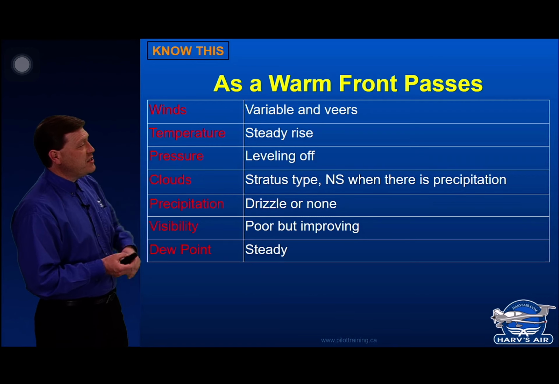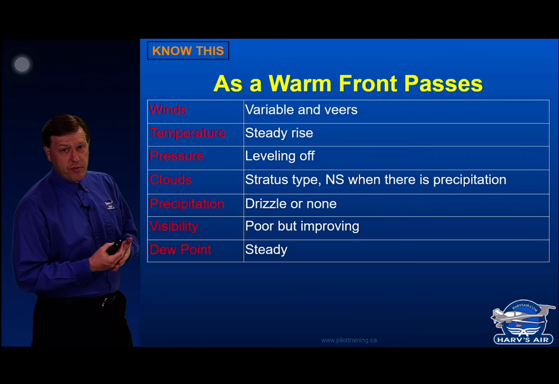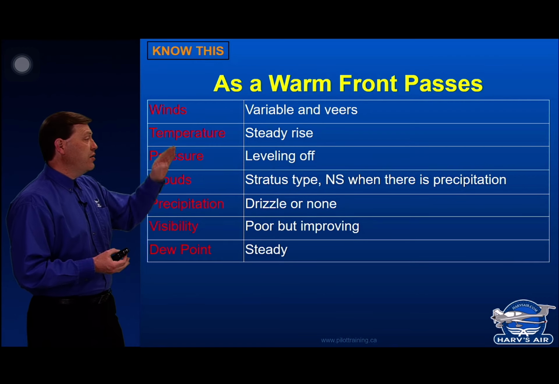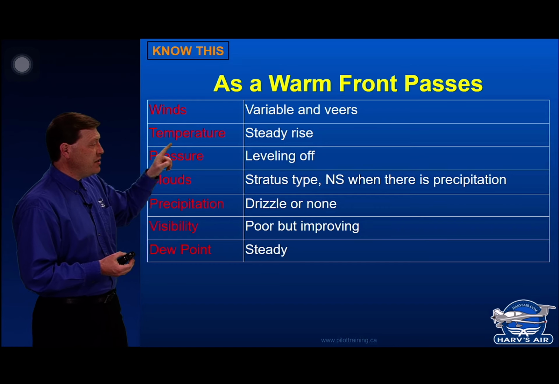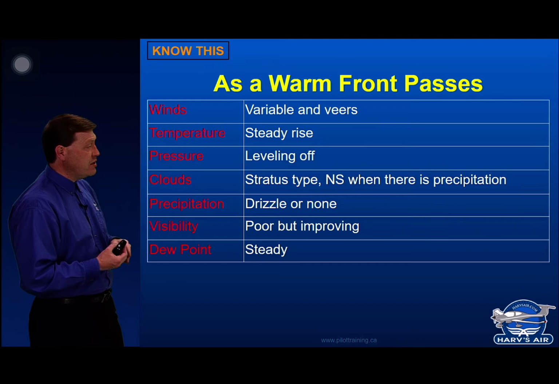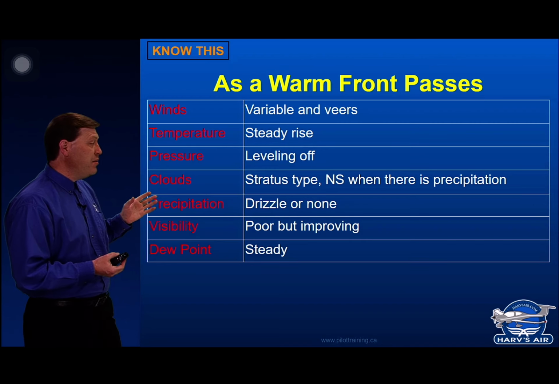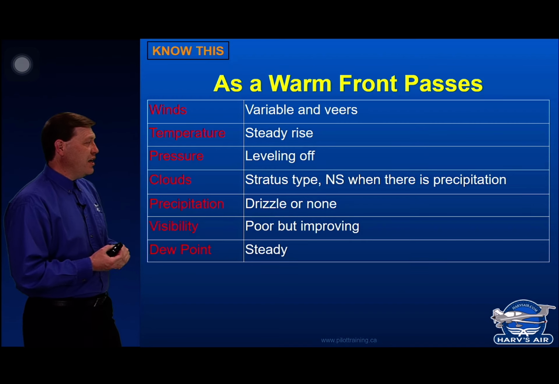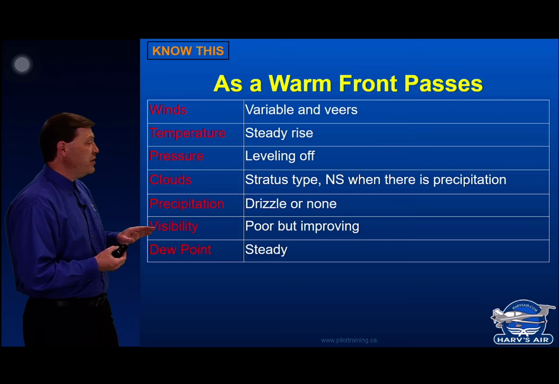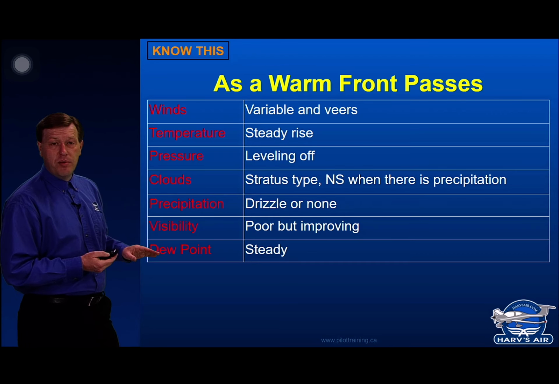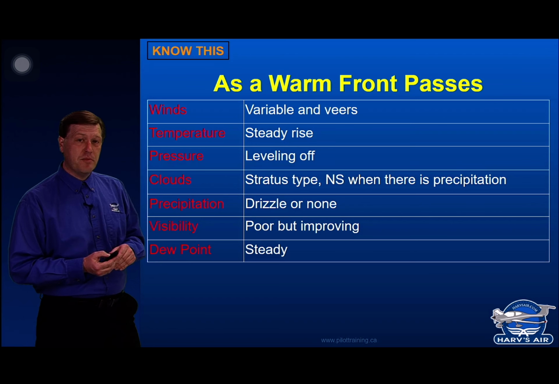So the warm front reaches us. What happens as the warm front passes? Okay, the winds, variable and veering, the temperature, steady rise, the pressure, it's going to start to level off. Clouds are going to be stratus type, maybe nimbostratus, drizzle or none in terms of precipitation. Visibility, poor but improving, and the dew point is going to stay fairly steady.